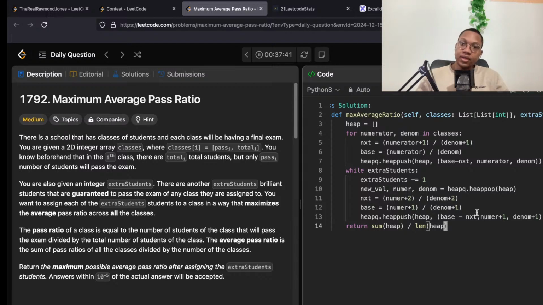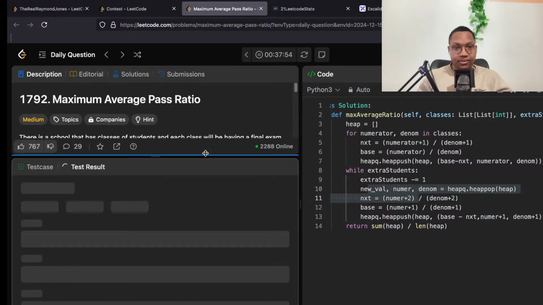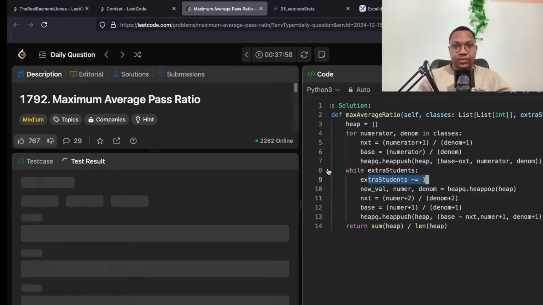Our new base is going to be the 1. Get the next rate of change, pop it in, pop, push, pop, push. It's a negative always. Yep, I like it. I think this code's good. I like it. Extra students goes down.